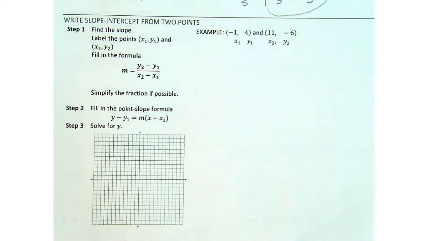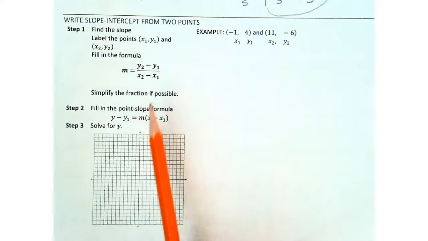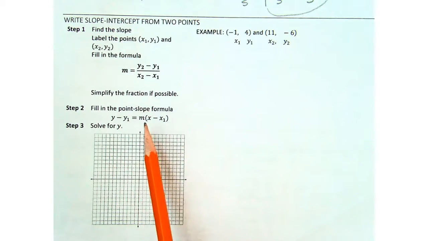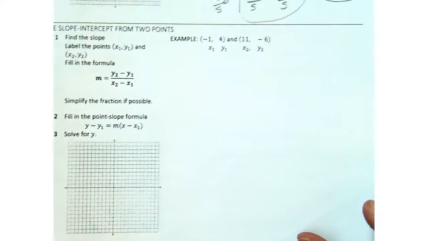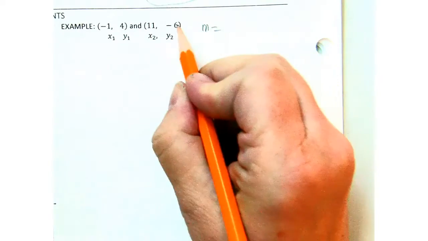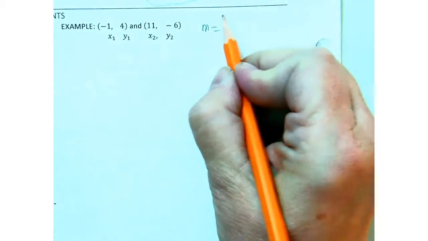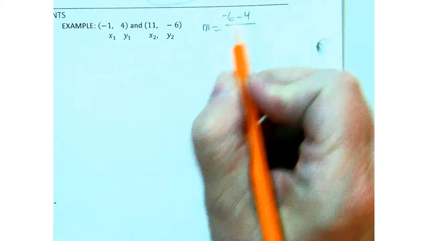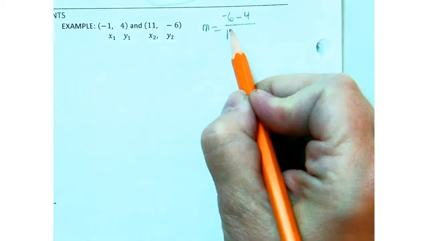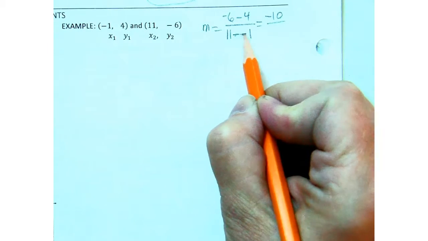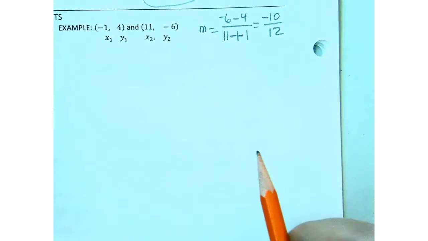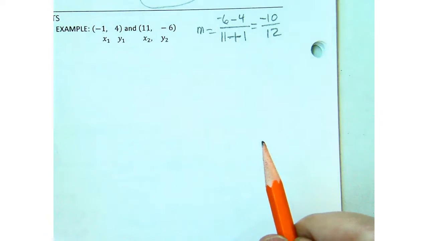In our next example, we will find the slope-intercept form of the equation from 2 points. In order to do this, we need to use the slope formula. We have 2 points here, and we're going to find the slope from the slope formula. And these points are negative 1, 4 and 11, negative 6. So the slope is negative 6 minus 4 over 11 minus negative 1. This gives us negative 10 over 11 plus 1, which is 12. This can be simplified to negative 5 over 6.